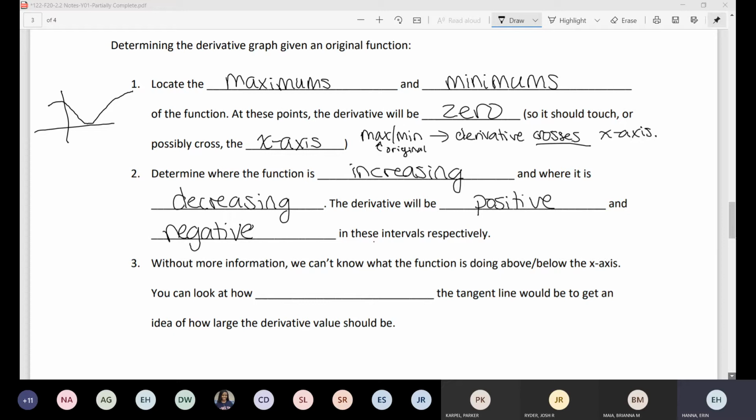If you wanted to try to figure out what it might be doing, you'd have to look at the steepness of the tangent line. Look at how steep, I guess, is the correct English for that sentence. Look at how steep the tangent line would be to get an idea of how large the derivative value is. The steeper the tangent line, the larger the y value for the derivative should be. And if it's steep decreasing, then it'll be a very large negative number. So you also need to take into consideration whether it's a positive or negative slope as well.